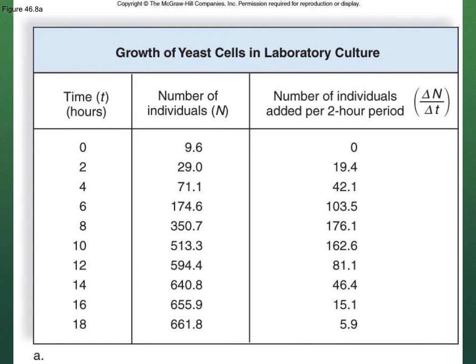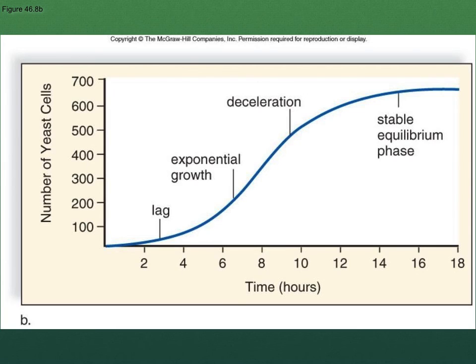Now to look at an S-shaped curve, I'm going to show you some data for yeast cells. And again, this is time and number of individuals. And if we were to look at the graph for that, you would see what is considered S-shaped. In an S-shaped curve, you're going to have a period of exponential growth. And then that growth is going to slow down and you're going to reach some type of stable equilibrium phase. So when you have yeast cells grown in culture, there becomes a time in which there is just not enough food or space for all of the yeast cells to survive.